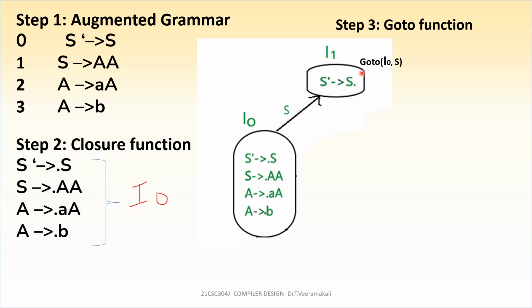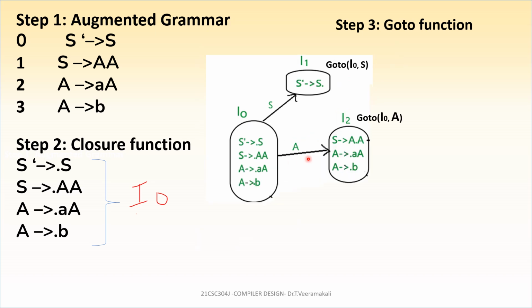The goto function is generally represented as goto I0 comma S. It means this is the current state, and for S we are going to apply the goto function. So you will get this as a result. If you apply the goto function for capital A, what will happen? The dot will be moved one step right. You will get the result like this. So for the second rule, the dot is moved one step right, and you will get the output as A dot A.